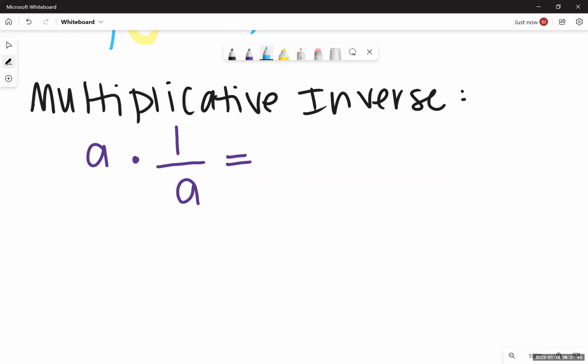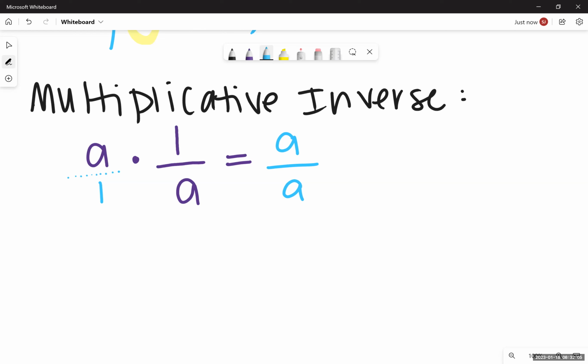What happens here, if I multiply things together, I just multiply the top times the top and the bottom times the bottom. That's how you multiply fractions, even though stuff doesn't really look like a fraction. If I do a times 1, I get a, right? And do you see how there's like an invisible 1 right here, y'all? If I do 1 times a, what do I get? A. What is a divided by a?